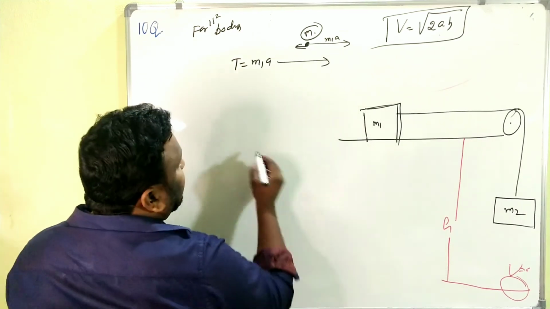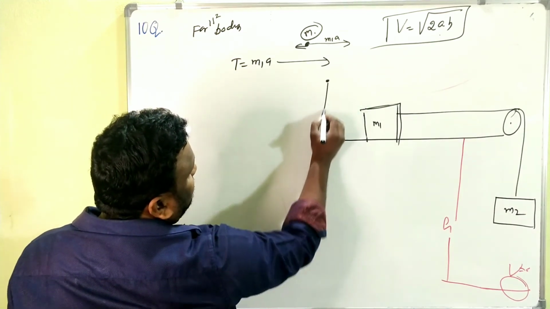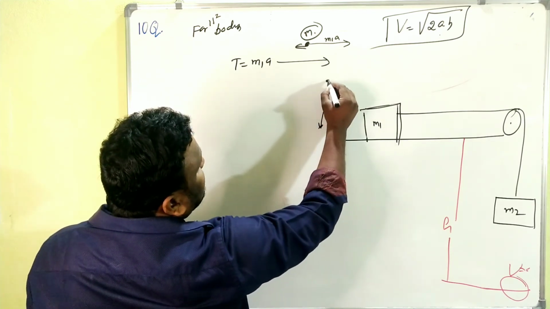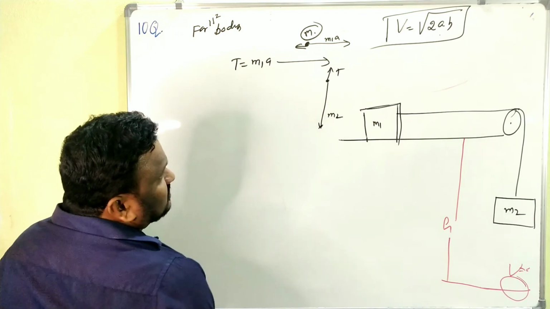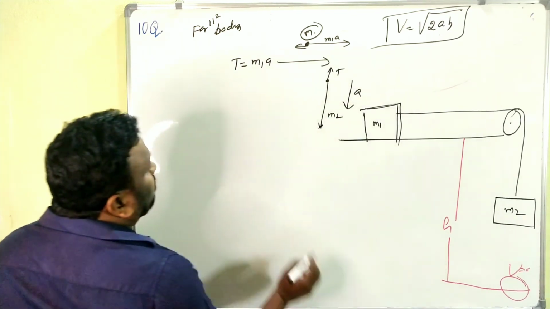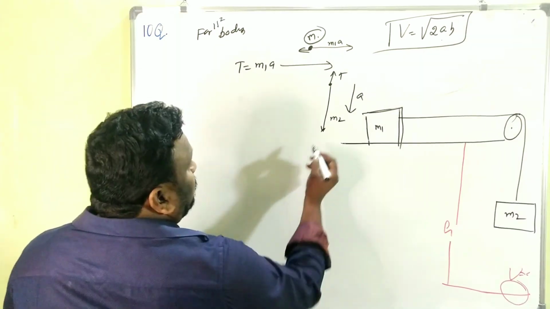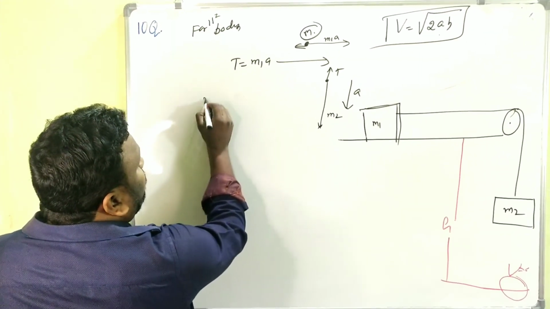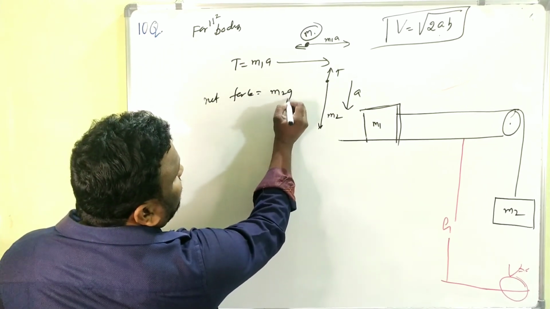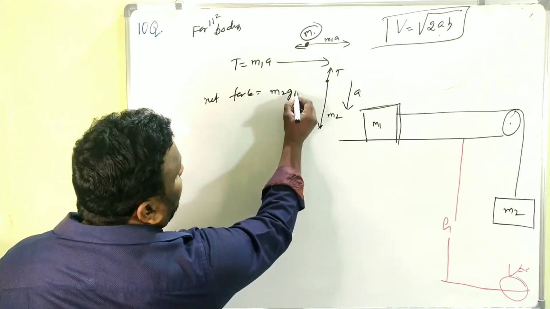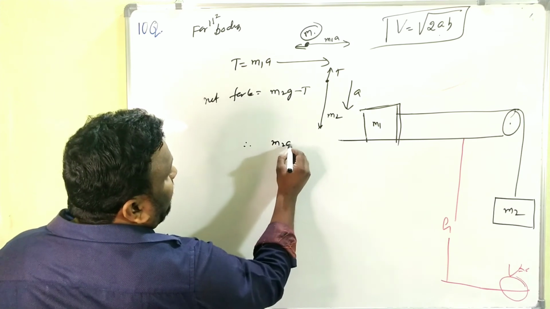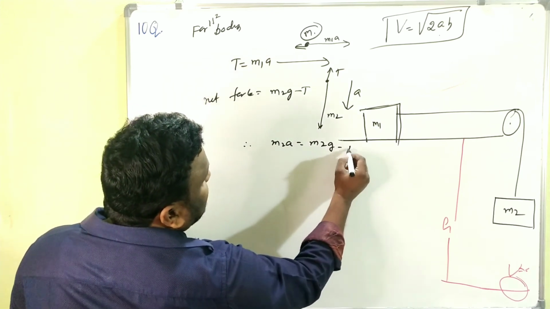Similarly for the second body, in the free body diagram the mass is M2 and tension is in the upward direction. Since it comes down, the acceleration a is downward, as I am showing here. For the second body, the net force is: weight m2g is downward and tension is upward, so m2g minus T. Therefore m2a is equal to m2g minus T.